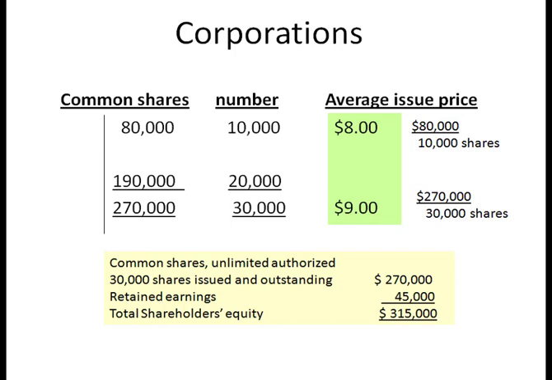On the balance sheet shown in yellow, we show our common shares, unlimited authorized, 30,000 shares issued and outstanding, dollar balance $270,000. We also show retained earnings, which includes only the net income of $45,000.